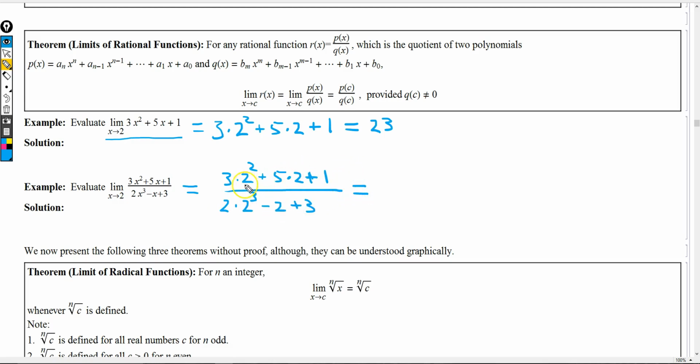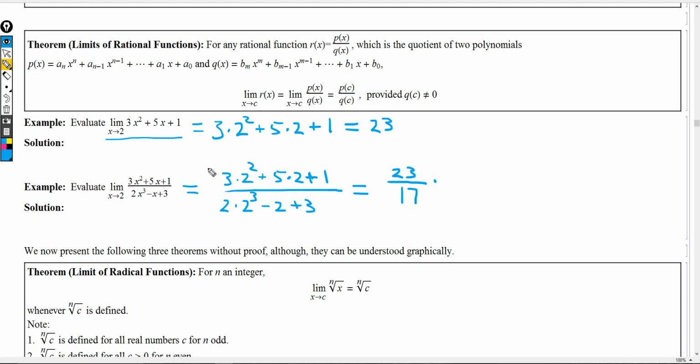And let's see, what are we getting? We're getting here, this is 23, same as what we had earlier, divided by 16 minus 2 plus 3, that's going to be 17. And there's our answer. Okay? So that's all you have to do for polynomials and rational functions. You can just plug your c value in for x.